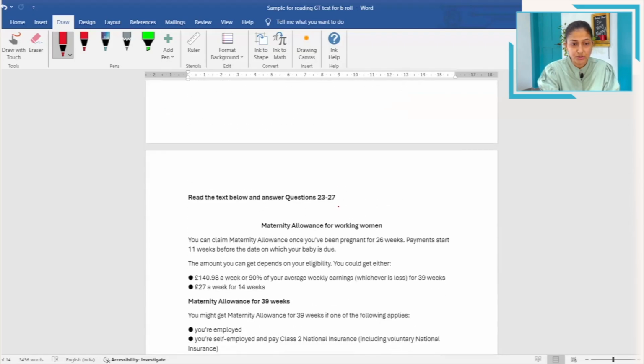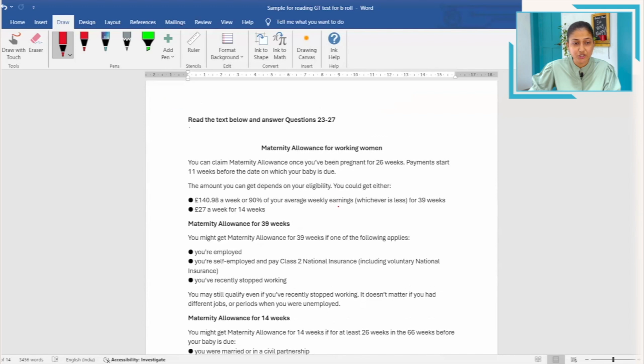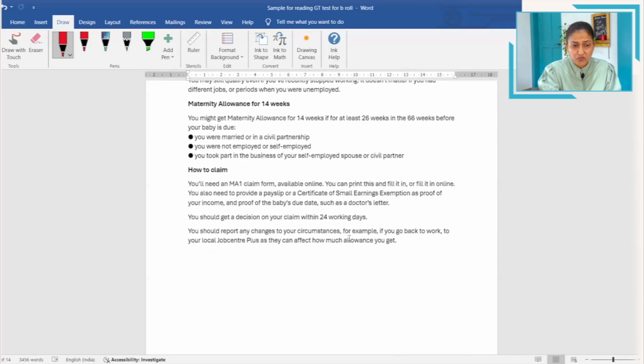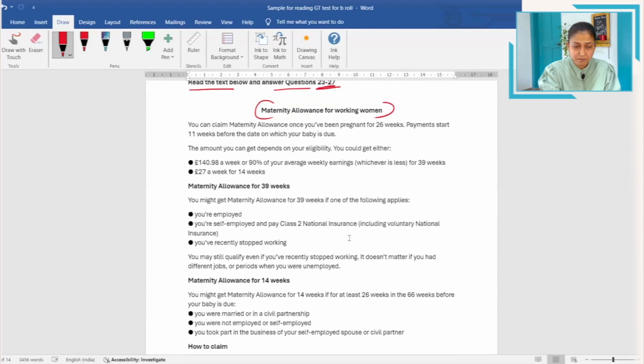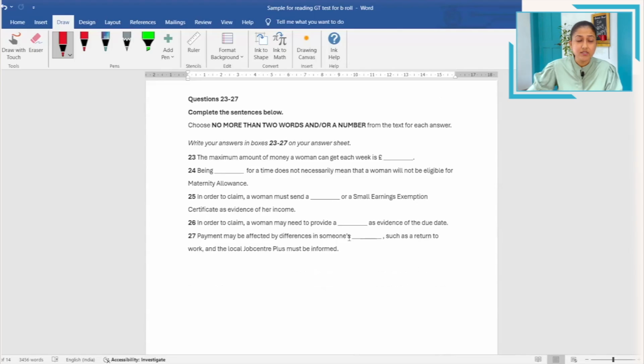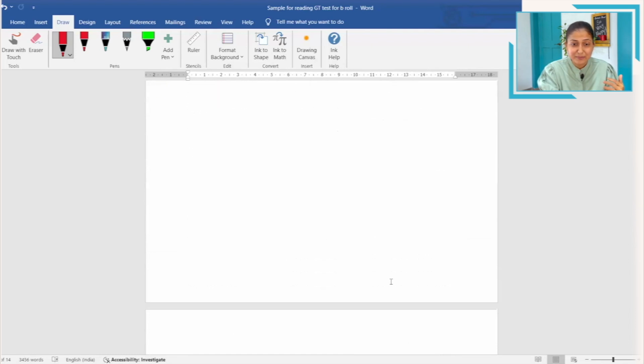Alright, let's move on to the next text of this section. It says the text below, you have to read it and answer the questions from 23 to 27. And what is this? Again, we have the heading of the passage. Further, we scroll down, we see again the length is smaller. Alright. Now the questions, again question 23 to 27, all in set 1. That means again there is just one set of questions, which is to complete the sentences below. Well, let's move on to section 3.